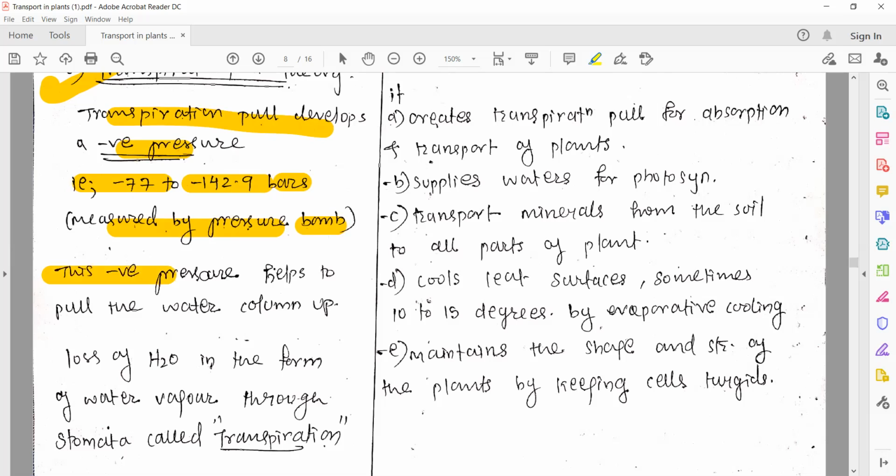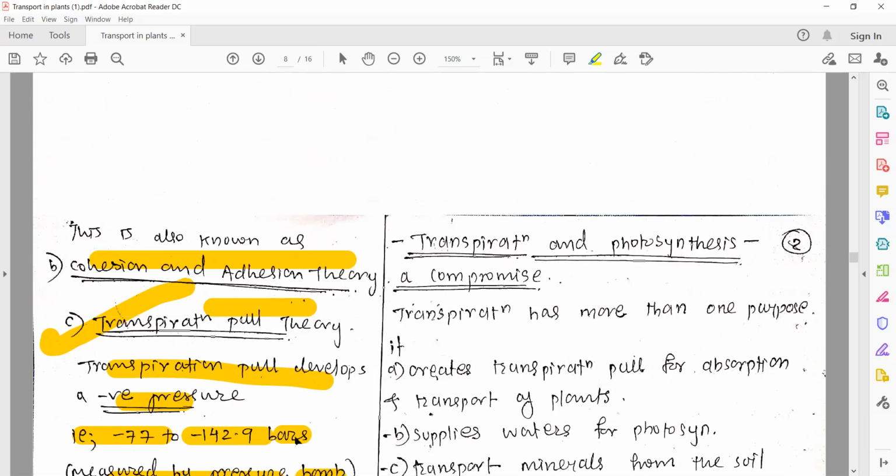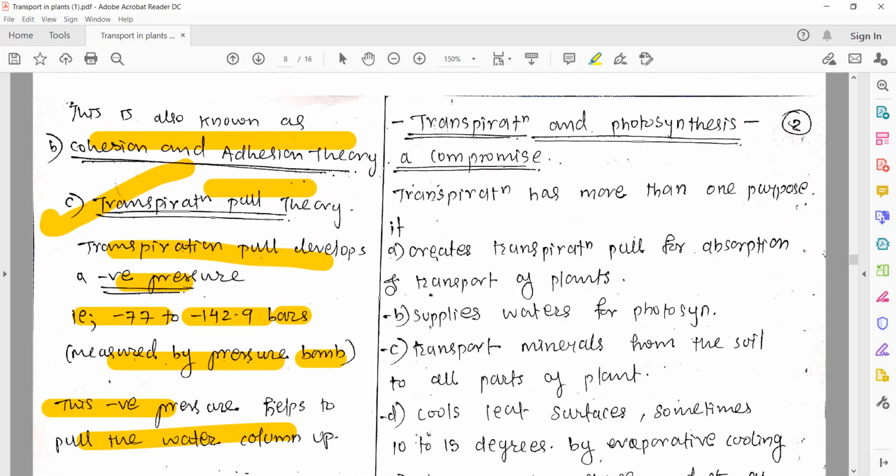Now this negative pressure helps to pull the water column up. Okay, understood? So negative pressure helps here to move the water column in the vessels, and it will move towards the upper side. So loss of water in the form of water vapor through the stomata is known as the transpiration process, which you have been studying from class 10th, right? Now let's talk here with respect to transpiration and photosynthesis.